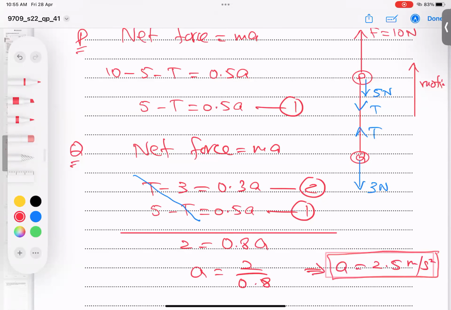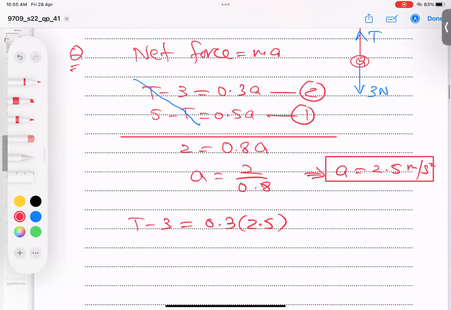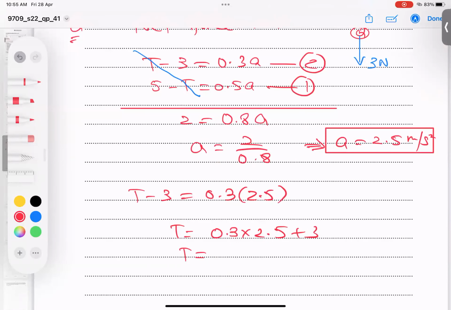And I believe you're understanding well. And this answer of acceleration, you plug in any one equation. I will plug in the top equation. So T tension minus 3, 0.3 times 2.5. And this 3 will go and add 0.3 into 2.5 plus 3, because this 3 will go there. And finally, answer is coming with us 3.75.